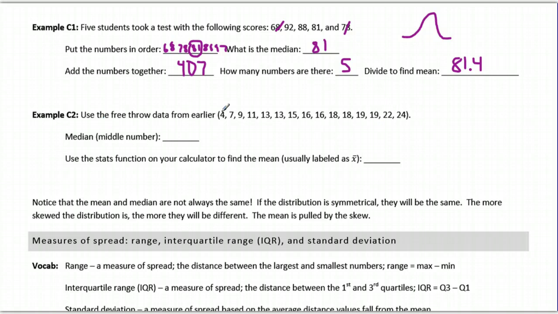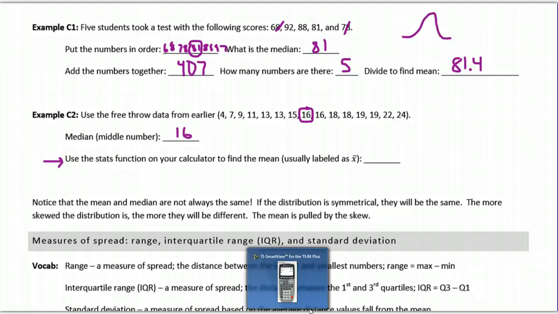Second example, we have a lot more numbers in this list. So these numbers are already in order for us, and we need to find the median. So 1, 2, 3, 4, 5, 6, 7, 8, and then 1, 2, 3, 4, 5, 6, 7, 8. So there's 15 numbers, and the 8th one in then is going to be the middle. So the median is going to be 16. Now, the second thing here, it says use the stats function on your calculator. You could add all these numbers together and divide by 15, just like we did in the earlier example.